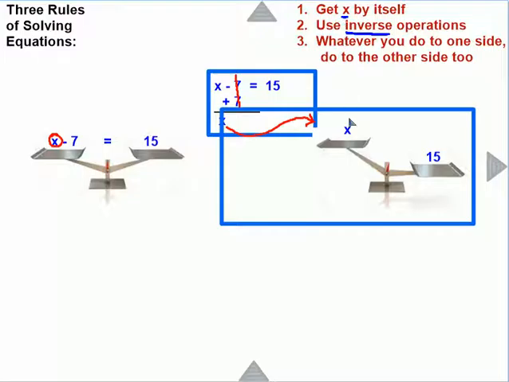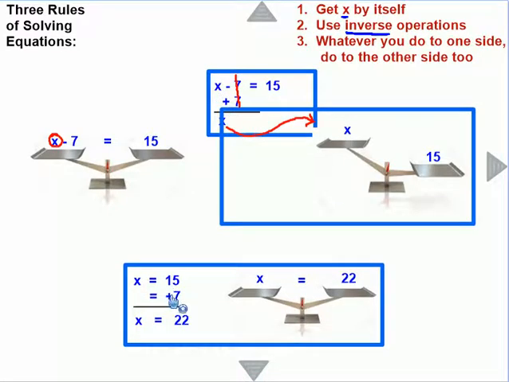So we've gotten x by itself, we've used our inverse operation, but now whatever we did to this side, we have to do to this side also. Since we added 7 to the left-hand side, we also have to add 7 to the right-hand side. And that gives us x equal to 22. And if we want to check that, we can check it very quickly. We'll substitute 22 here in for x, 22 minus 7, and is that equal to 15? Why, yes it is, because 22 minus 7 is 15. That's equal to 15, so we have got it.